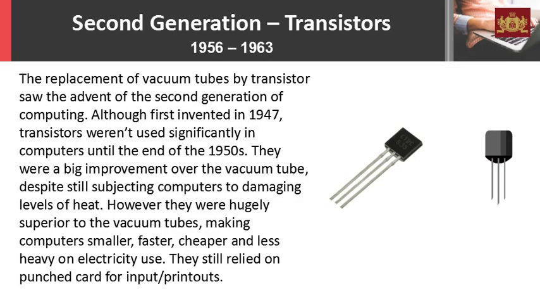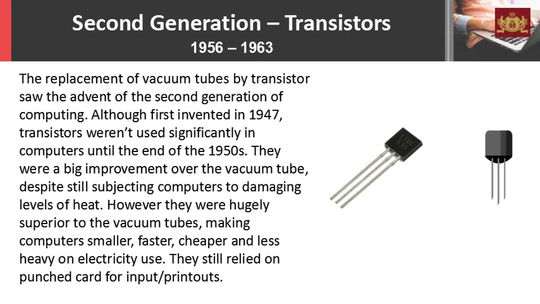The replacement of vacuum tubes by transistors saw the advent of the second generation of computing. Although first invented in 1947, transistors weren't used significantly in computers until the end of the 1950s. They were a big improvement over the vacuum tube, despite still subjecting computers to damaging levels of heat. However, they were hugely superior to the vacuum tubes, making computers smaller, faster, cheaper and less heavy on electricity use.